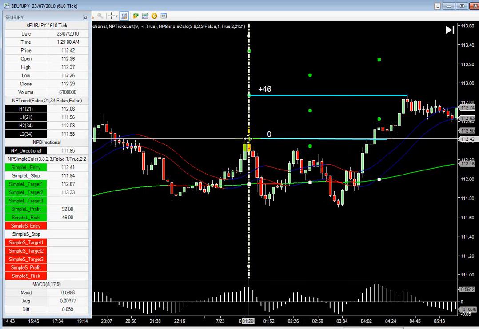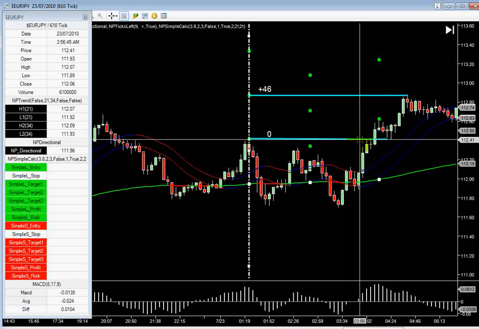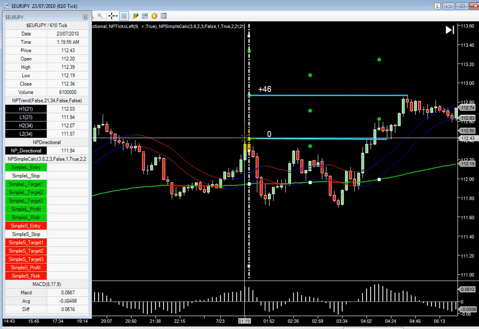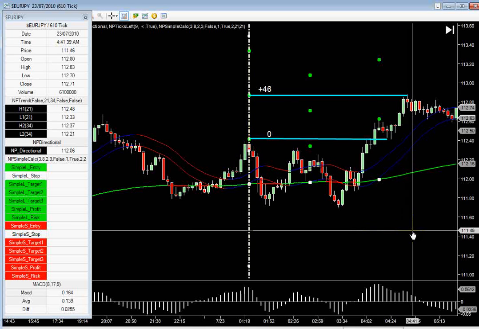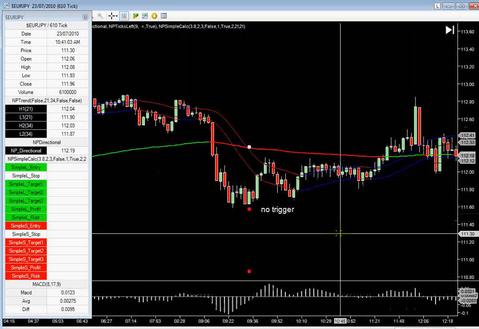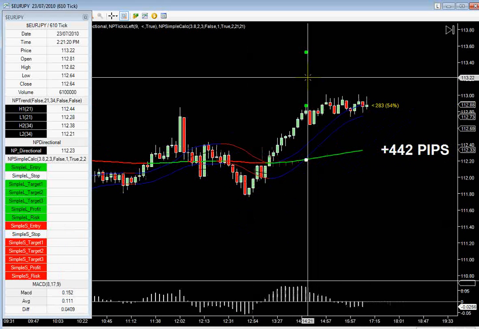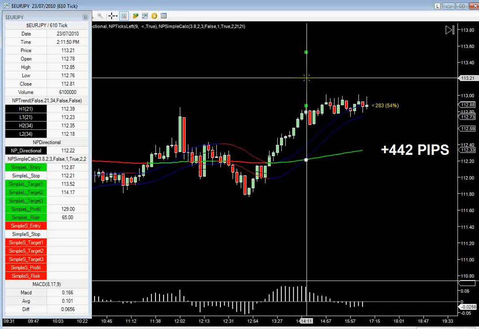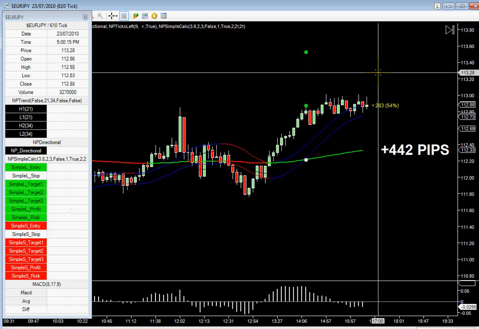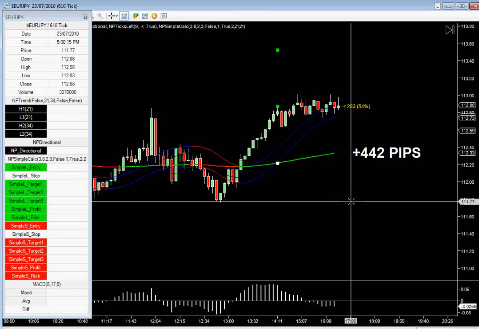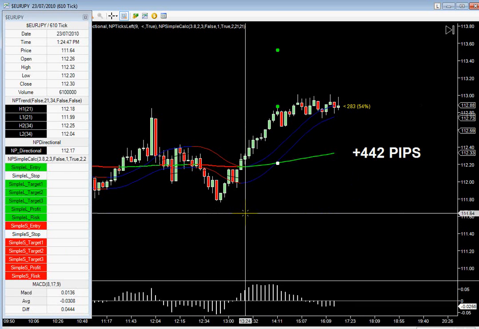What happens here? You get triggered into this trade right here. This is our first target. Comes out for plus 46. Comes out, takes us out for a 0. And then what's going to happen is this. No trigger on this trade right here. Comes back out. This is Friday. All right. This is Friday at 2:11, 3 p.m. Who wants to take a trade over the weekend? Plus 442 pips in just a few days on the euro yen.